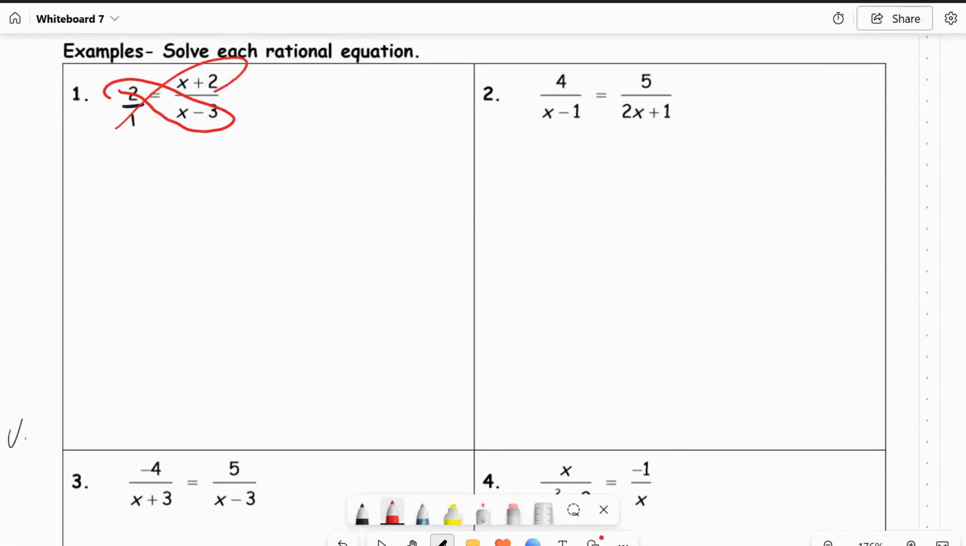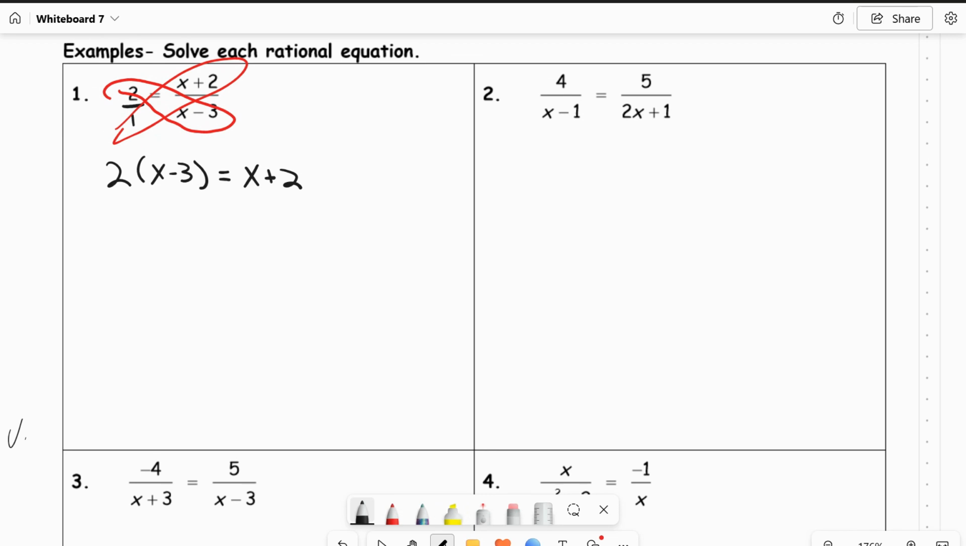Multiply diagonally. Now that I'm cross multiplying, I would take 2 times x minus 3 equals 1 times x plus 2, which I'll just leave as x plus 2.